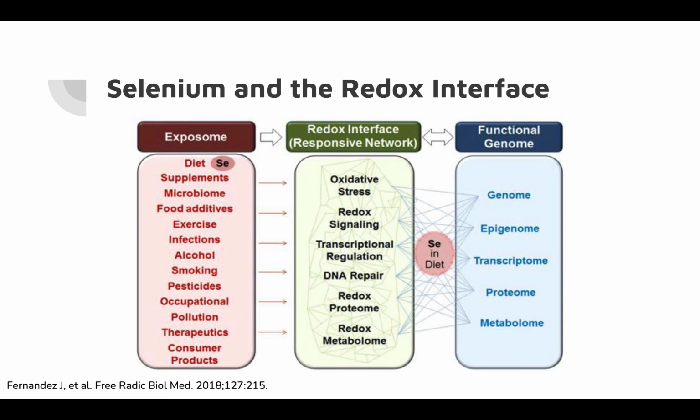These include various omics and genetic spaces, including our genetic composition, the epigenome, which is how we regulate which genes are expressed in our cells, the transcriptome, which is the RNA that are expressed, the proteome, which are the proteins that are expressed, and also the metabolites that are produced by those proteins. And selenium is involved in all of them.